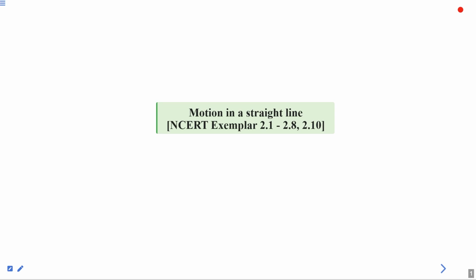Hello, students. In today's lecture, we are going to solve some questions based on chapter Motion in a Straight Line, NCERT Exemplar 2.1 to 2.8 and 2.10.